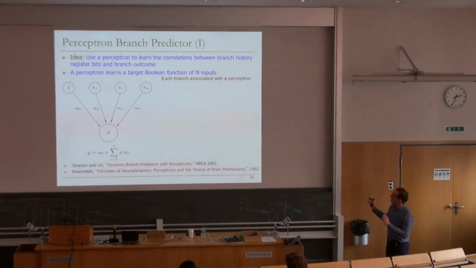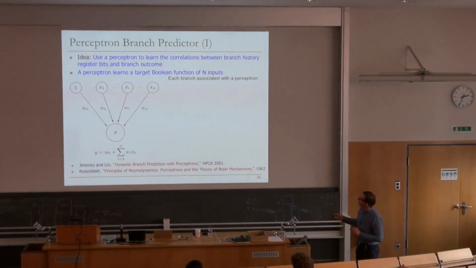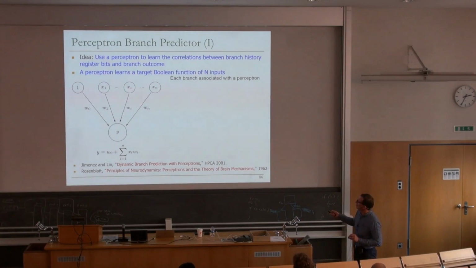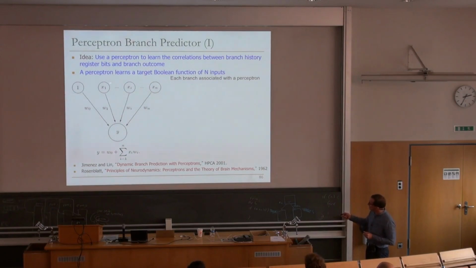I think pictorially you can think of this way. Basically, this is the output function. And these are the different bits of the global history register. And these are the weights that we've learned over time. And this is the natural bias of the branch. You also learn the bias of the branch. And this is the prediction that we have. And the idea, as I said, is to use this structure to learn the correlations between the branch history register bits and the branch outcome. Basically, we are learning a target Boolean function of n inputs.